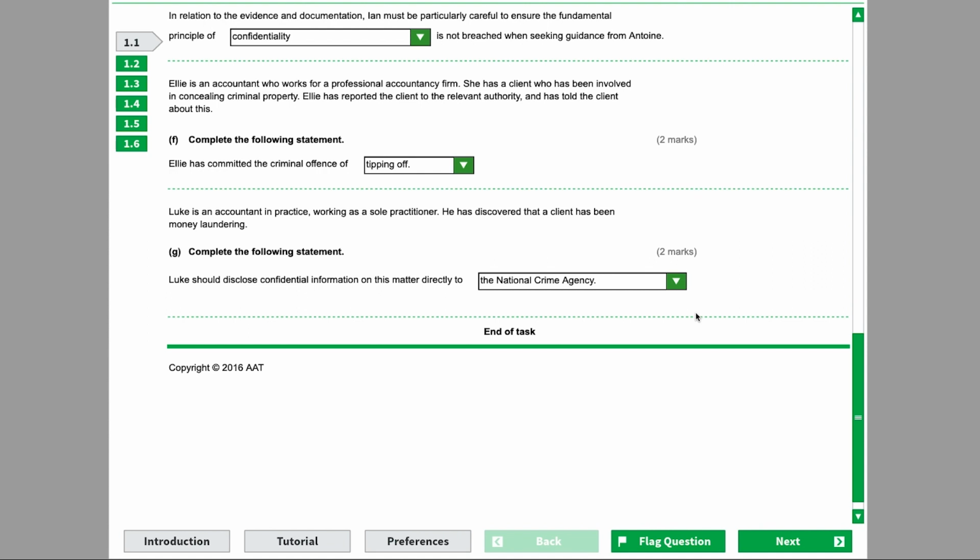And that covers off task 1 then. So nothing too complicated in there. You can see that it's all multiple choice. So with that in mind, let's jump into task 2.